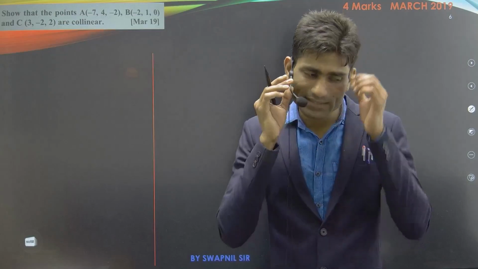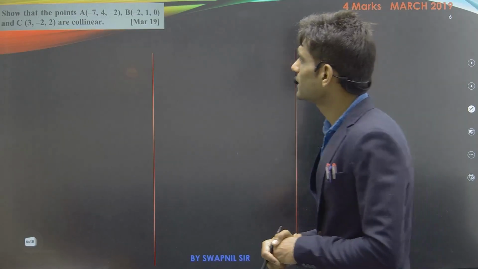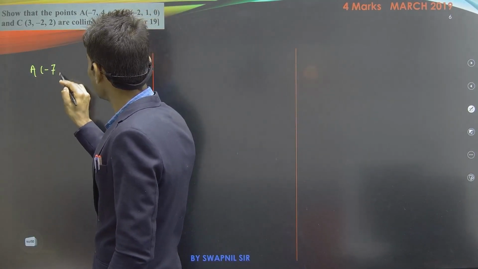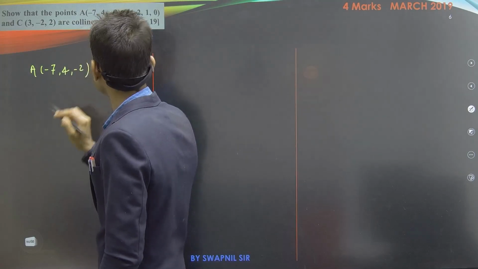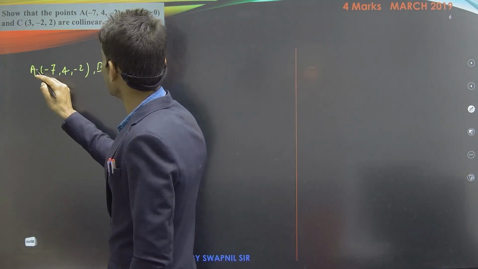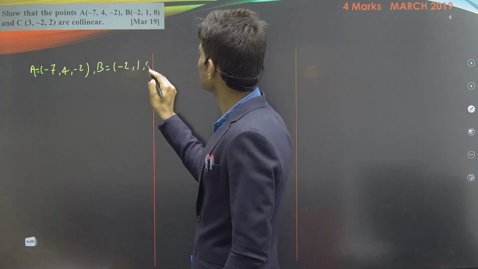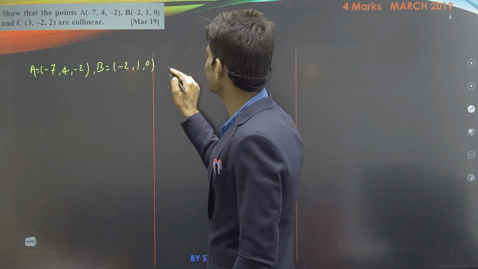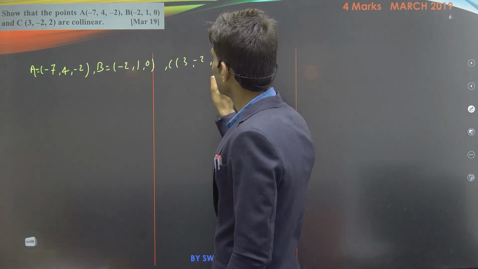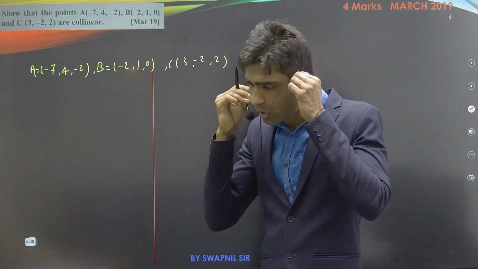Okay, in our next example we are given 3 points. Point A is given as (-7, 4, -2), point B is given as (-2, 1, 0), and point C is given as (3, -2, 2). And we have to show that these 3 points are collinear.